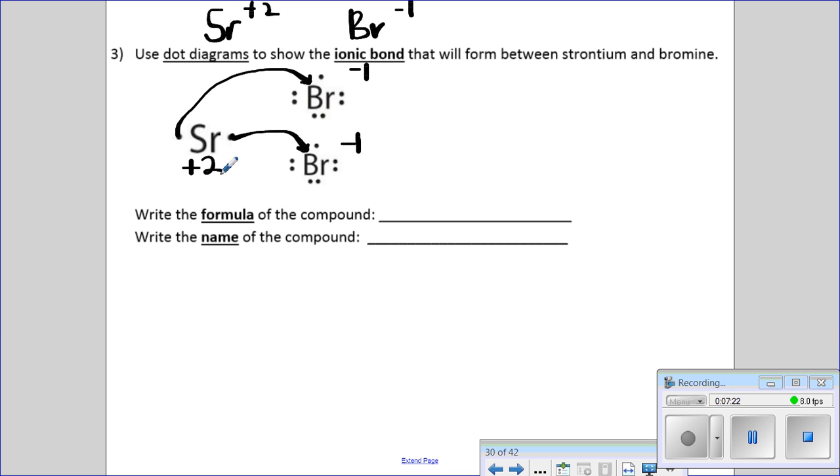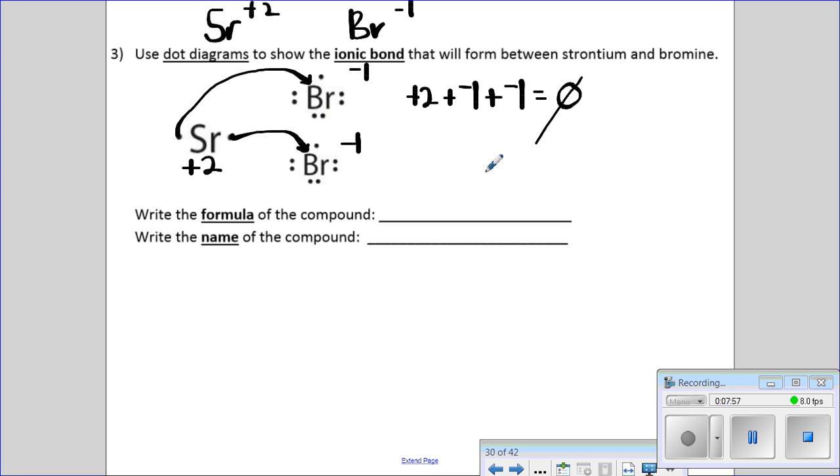When you're making an ionic compound, all of the charges of your ions have to balance out to 0. So mathematically, if you have a +2 plus a -1 plus another -1, which is exactly what I have here, +2 and then two -1s, then that sum is equal to 0. So the charges completely balance and cancel each other out.